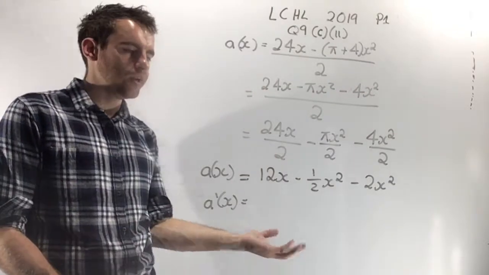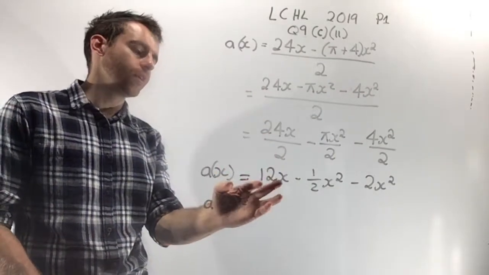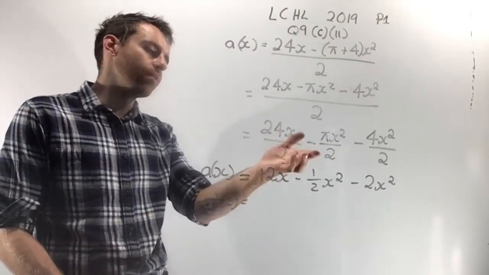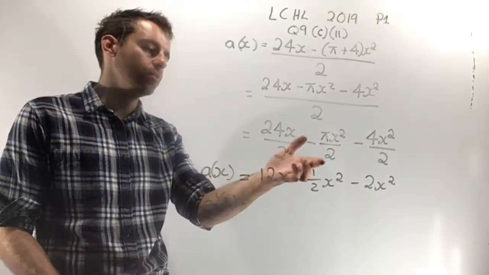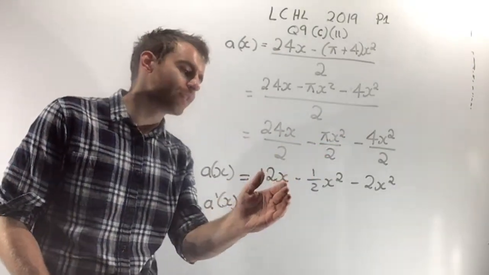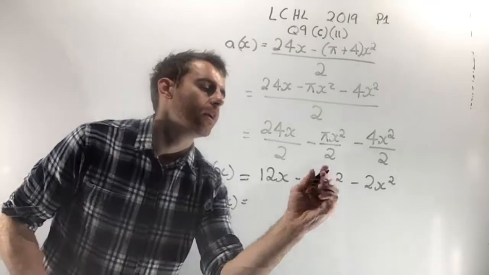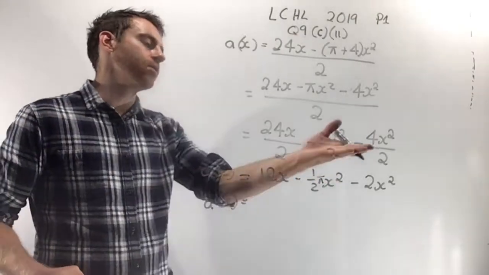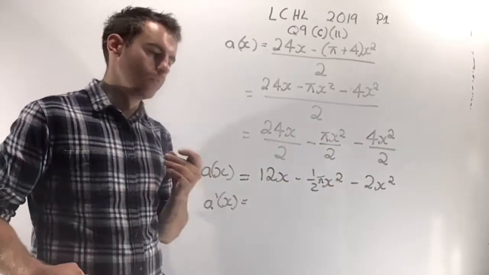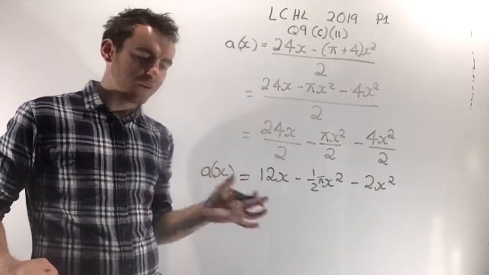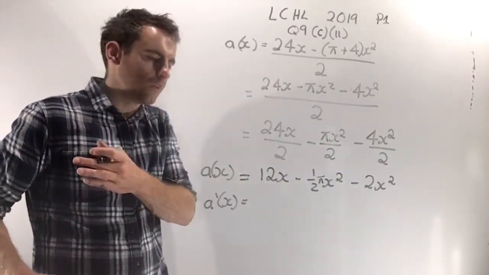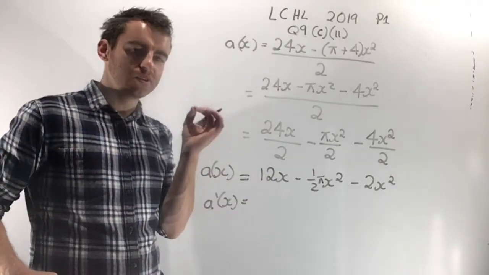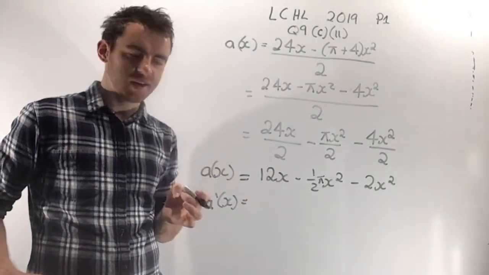That makes life way easier because now 2 into 24 just becomes 12x. Instead of writing this as pi x squared over 2, it's easier to think of it as minus a half pi x squared, and 2 into 4 gives me minus 2x squared. And at this stage, I haven't differentiated at all. All I've done is simplified it down, but it's going to be a lot easier for me to differentiate now.